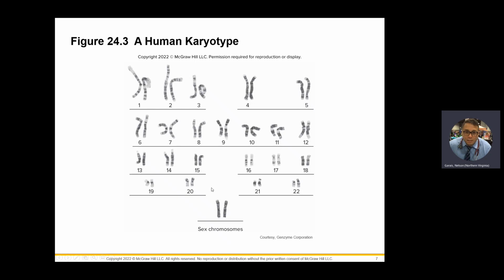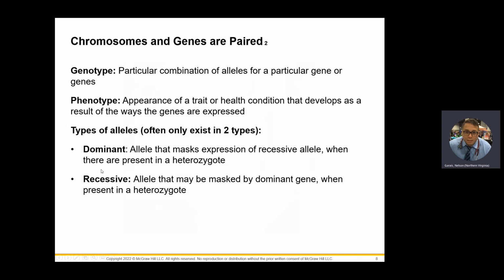Here's a picture of a human karyotype. You can see there are pairs of chromosomes. We have 23 of them, 1 through 22 autosomal, and the 23rd is your sex chromosome.